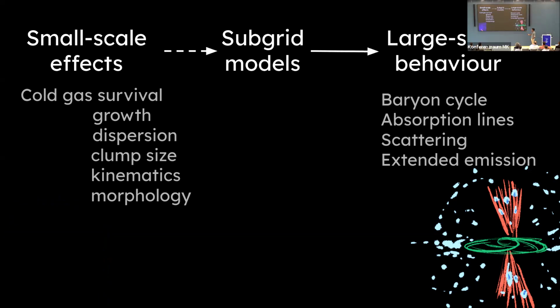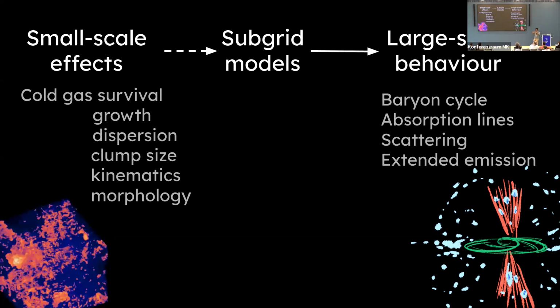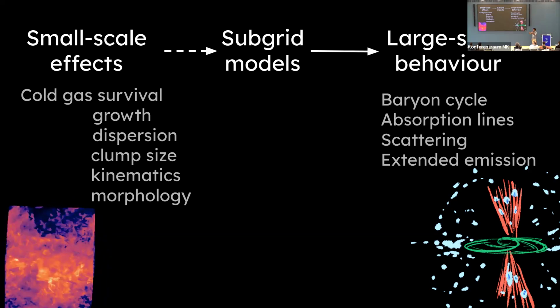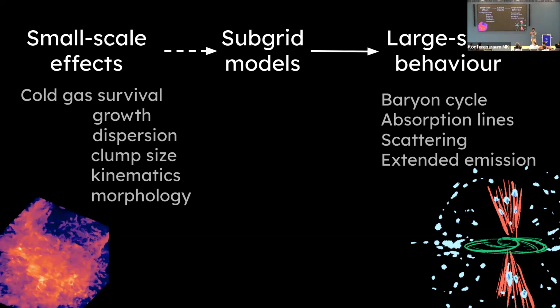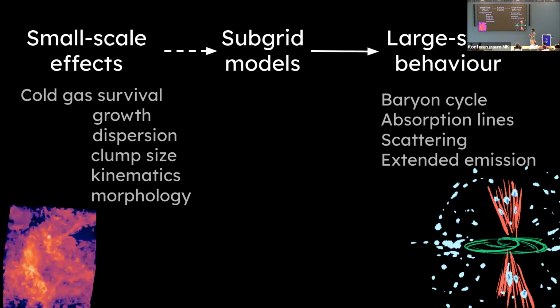So a way around this could be subgrid models, which are essentially models or theoretical frameworks which keep track of processes happening at scales smaller than those being resolved in the simulations.